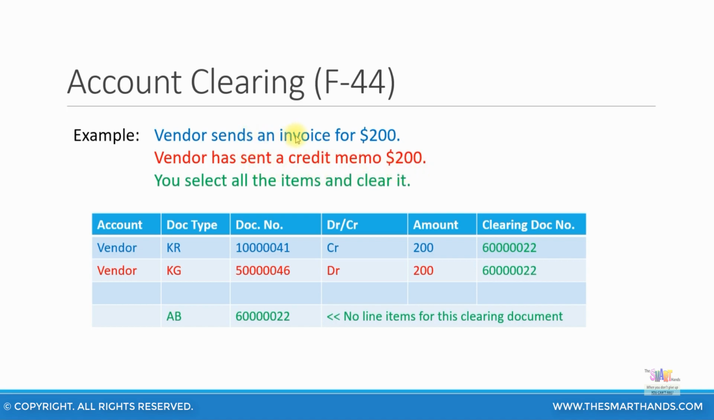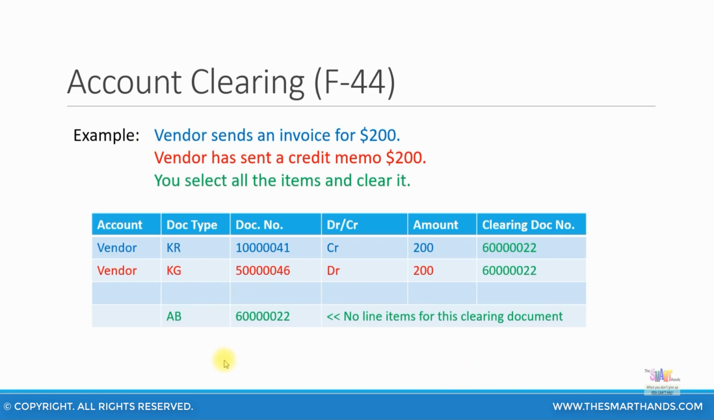You have already made this posting in your system, that is the invoice transaction of $200. Now you're going to post a credit memo for $200 and clear the two open items. When you post an invoice for $200, the standard entry will be an invoice entry with document type KR. It will be a credit entry against that vendor for $200. And then you will post a credit memo. You use another transaction, you post a credit memo, and it will be a debit entry for $200. Then we can use an account clearing transaction to clear these two open items, and they will turn into cleared items. So this vendor has zero balance, and a clearing document will be generated.